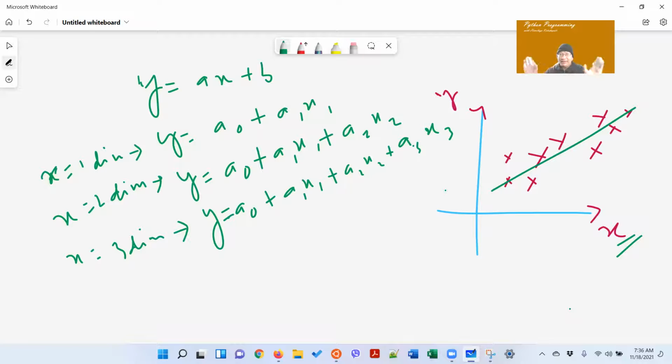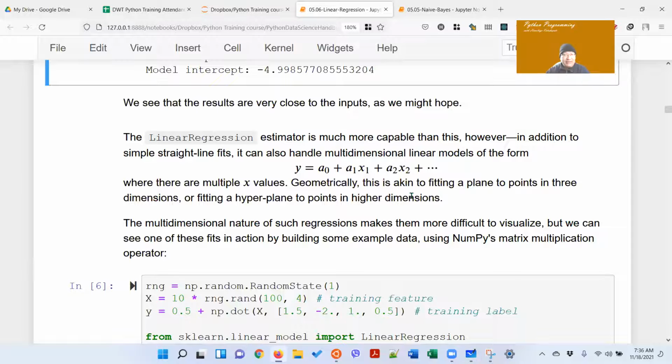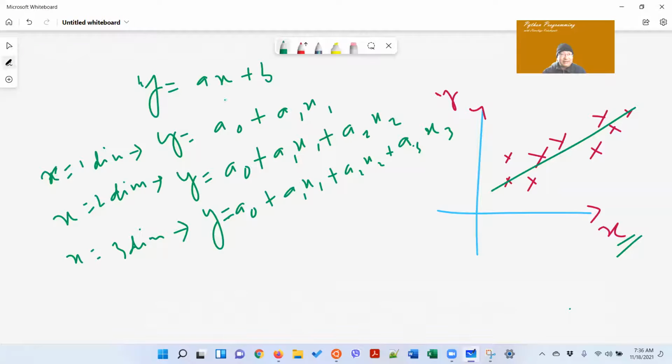We can take it to any number of dimensions, and we can apply this linear regression model. Okay. Of course, geometrically this is akin to fitting a plane to points in 3 dimensions. I've already shown you that, right? So in the 1 dimension case, you have the best fit line.